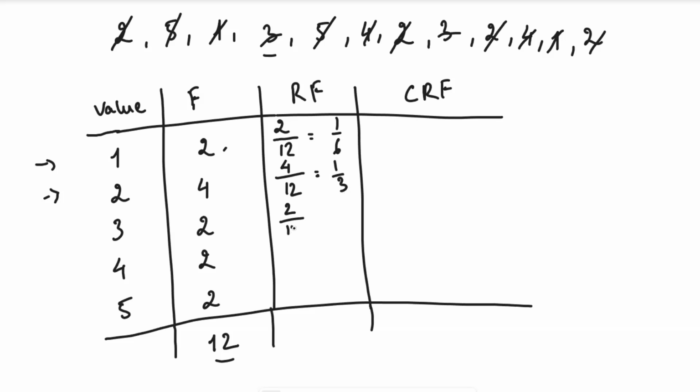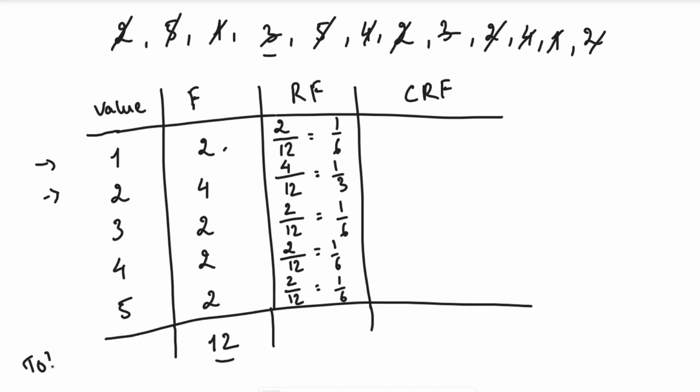The next one, we're going to do the same. This is 2, right? The frequency of it is 2 over 12, which is 1 over 6. The next one is 2 over 12, 1 over 6 as well.